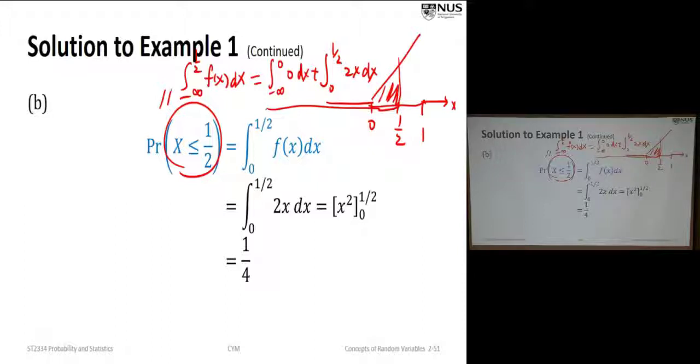I believe that you know how to do the integration. It's quite straightforward. You do the integration, substitute the limits, and you get 1/4. So in other words, the chance that this random variable has a value less than or equal to half is equal to 1/4. Only 1/4. Is it reasonable? I mean, why is it not half?